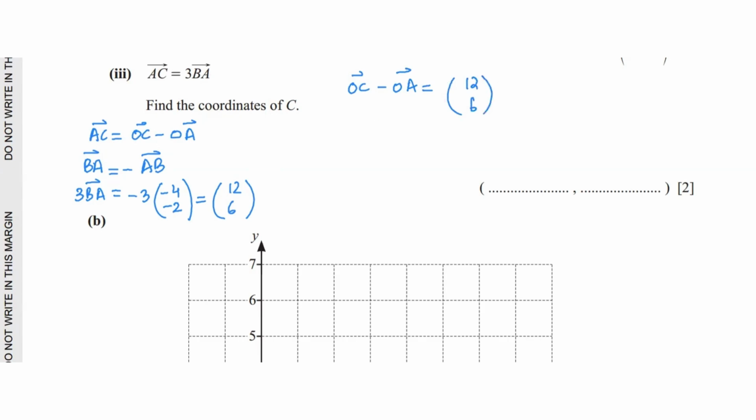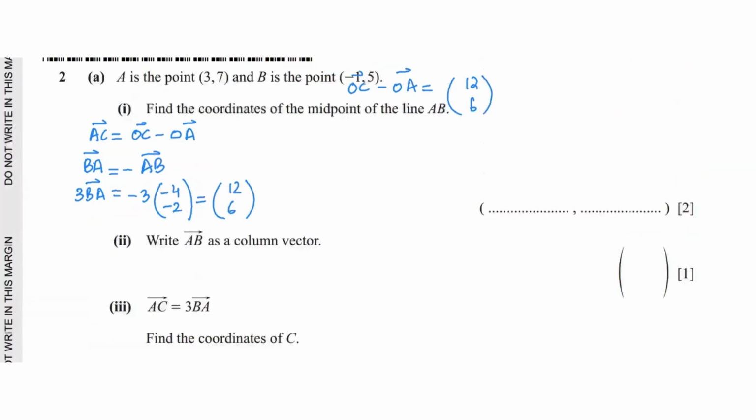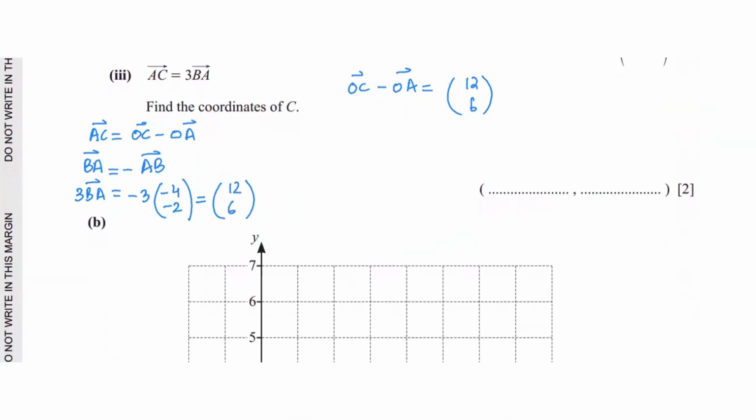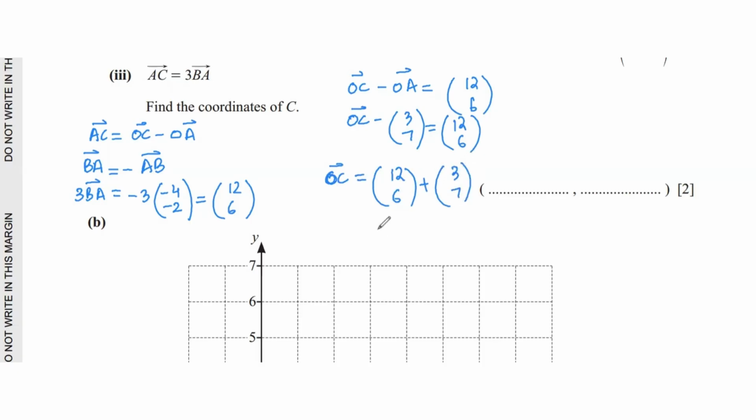Now they've already given us OA, which was, I think, (3, 7). Yeah. So OC minus (3, 7) equals (12, 6). We take (3, 7) to the other side. So it's (12, 6) plus (3, 7) now. And that's going to be (15, 13). These are the coordinates of C.